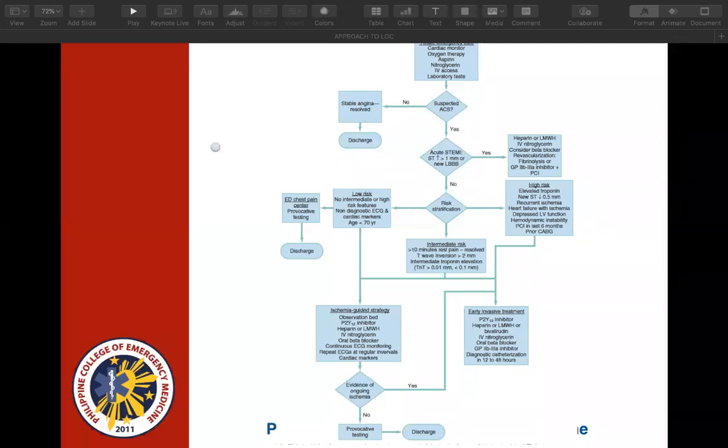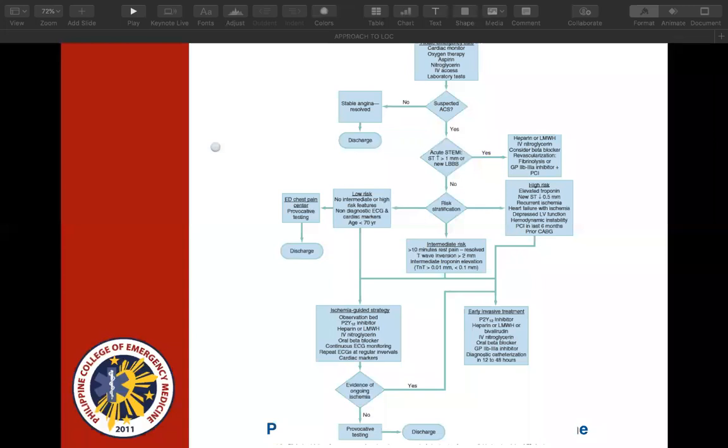If you didn't find any acute STEMI in the patient, you re-stratify if it's high, intermediate, or low risk. If it's low, then you do provocative testing. If it's negative, you discharge. If the patient has a high risk of an ACS, you check for cardiac enzymes. If there is recurrent ischemia, heart failure with ischemia, depressed LV dysfunction, hemodynamic instability, PCI in the last 6 months, or a prior CABG, we advise invasive treatment for this patient.